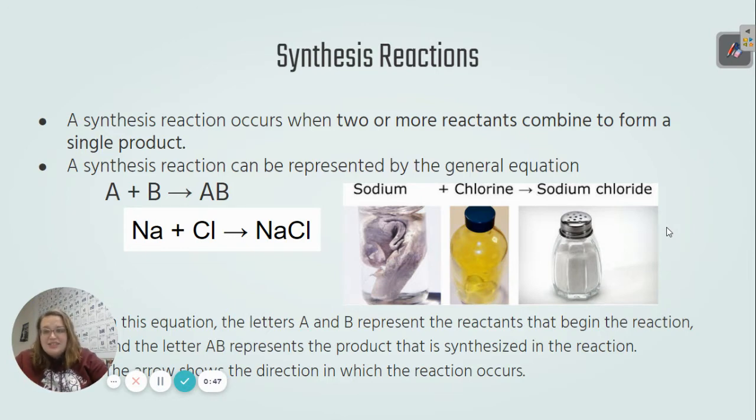The first one is a synthesis. To synthesize means to make something new. So this is going to occur when 2 or more reactants combine to form a single product. You're going to have 2 things on your reactant side, 1 thing on your product side. That's how you know this is happening. Your general form is A plus B makes AB. Your example is sodium plus chlorine makes sodium chloride.